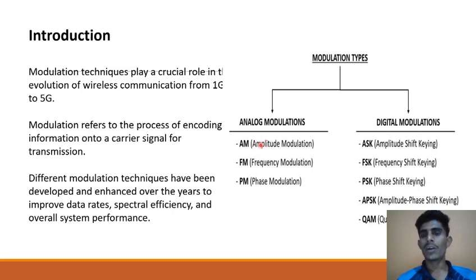And here in analog modulation we have different kinds of modulation techniques: amplitude modulation, frequency modulation and phase modulation. And in digital modulation we have amplitude shift keying, frequency shift keying, phase shift keying, amplitude phase shift keying, and quadrature amplitude modulation.